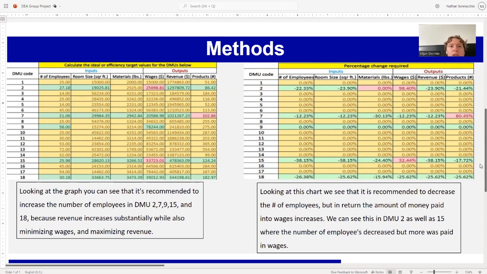Now, jumping over to the other chart, you can see that it is recommended to decrease the number of employees, but in return, the amount of money paid into wages increases. We can see this in DMU 2 as well as 15, where the number of employees decreased, but more was paid in wages.